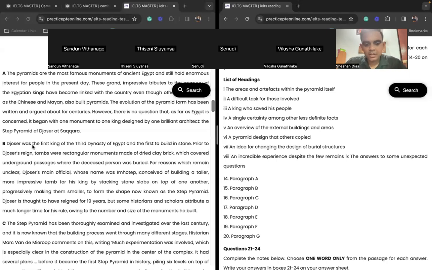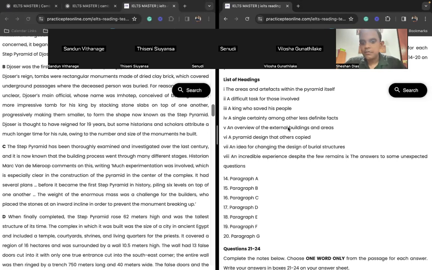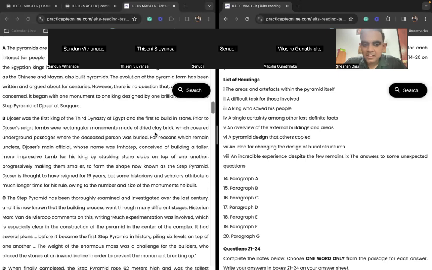Same procedure. We read it, we find the correct heading. We read this, we find the correct heading. So matching headings is not going to be that difficult for you. What will be difficult is matching information.